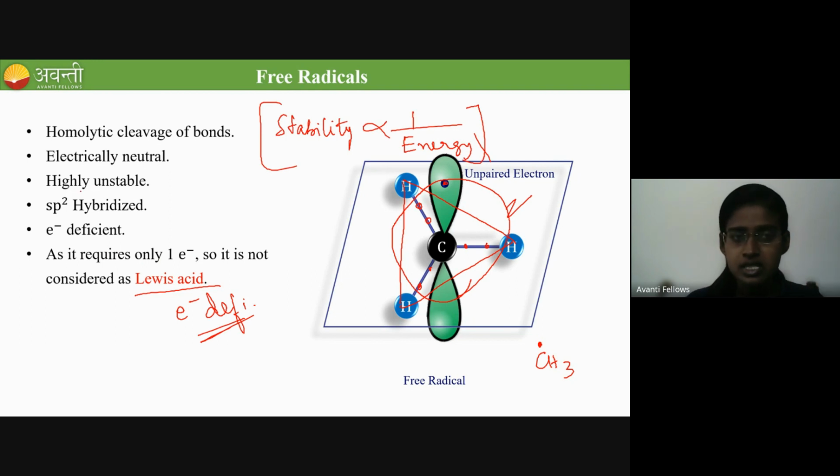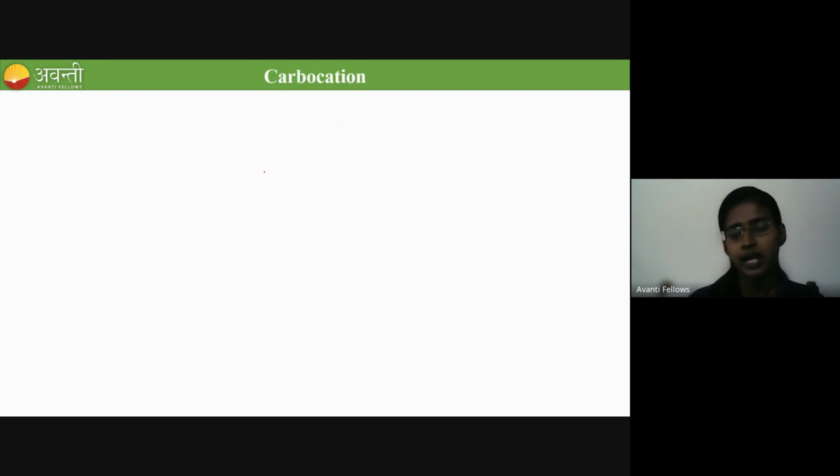So highly unstable means stability is very less. They are not more stable, they are least stable, which means the energy is high. They are the high energy species. If they come to a lower energy, they will automatically attain more stability. Got it, students?